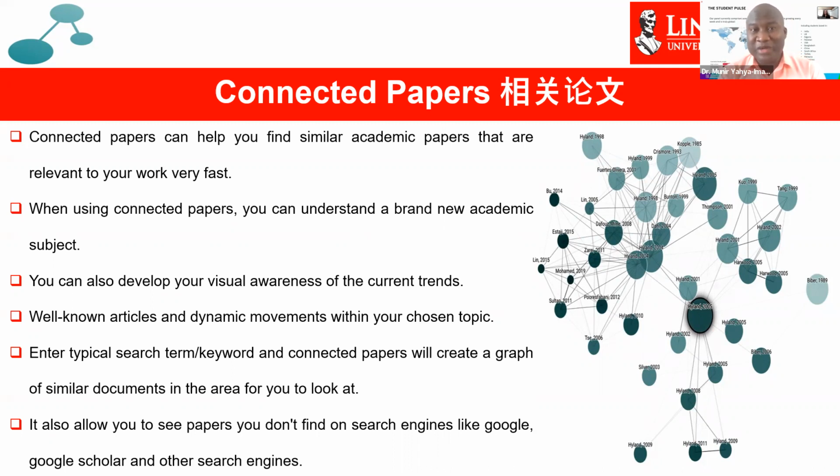So it's really helpful when, let's say, you want to write a publication, or you want to get some ideas, you want to know what is currently going on in your area of research. So Connected Papers can help you to find similar academic papers that are relevant to your work very fast. Then when using Connected Papers, you can understand brand new academic subjects, because that is where you're going to see the popular topics that people are discussing in your field of study.